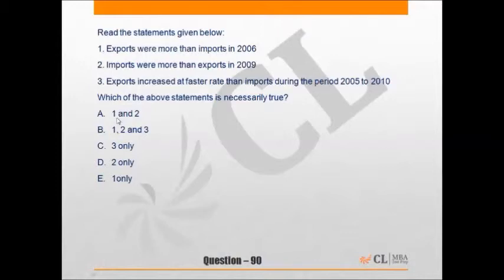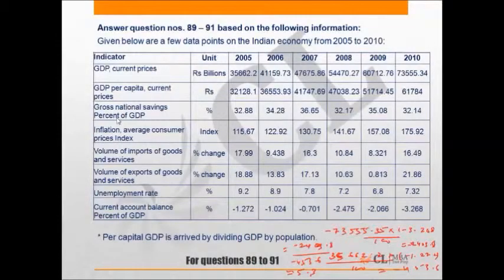In the next question, three statements are given and we have to find how many of these statements are necessarily true. Coming to the first statement, it is stating exports were more than imports in 2006. From the given figure, it can be seen that we do not have any way by which we can calculate the exact value of imports and exports in the given years, because here it is given that volume of imports of goods and services is a percentage change. This is percentage change over the previous year, but we do not know it is what percent of the GDP.